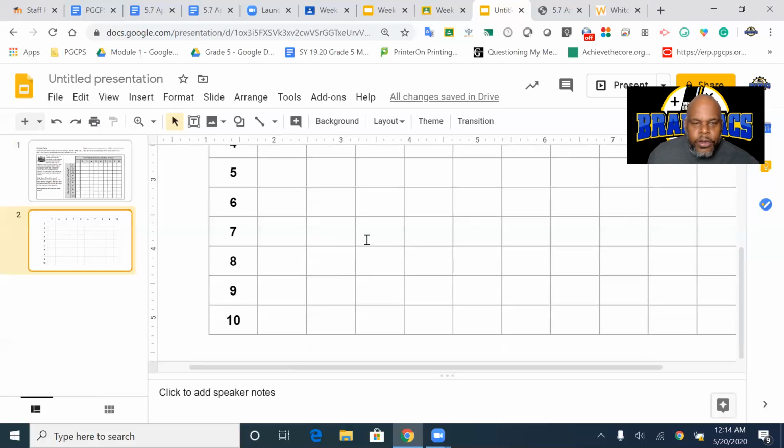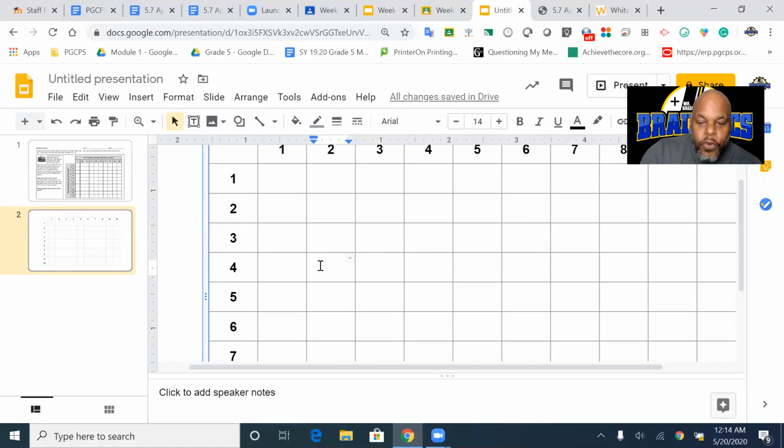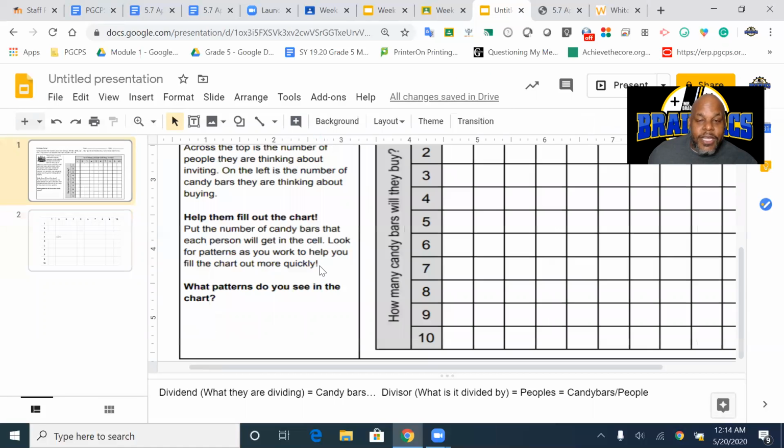So if we're at 4 candy bars, which is on the left side, and 2 people, that is 4 candy bars divided by 2 people. That is also equal to what? 2. Wow. Because it's candy bars over people.